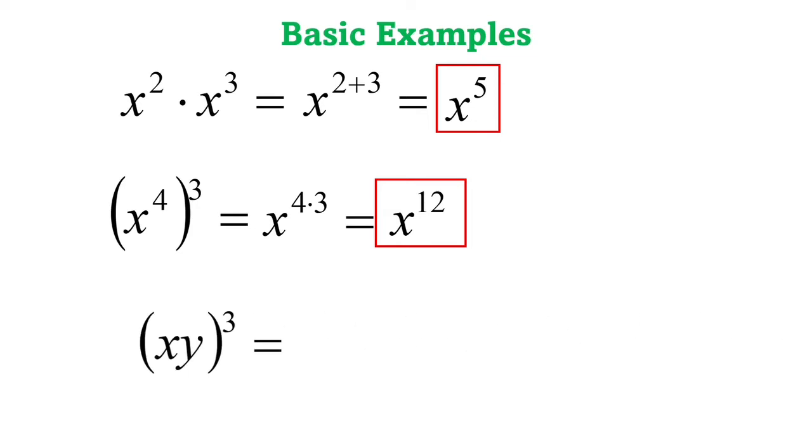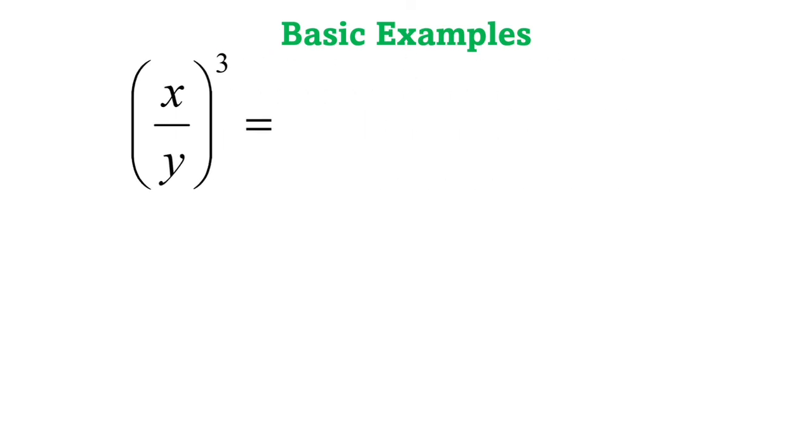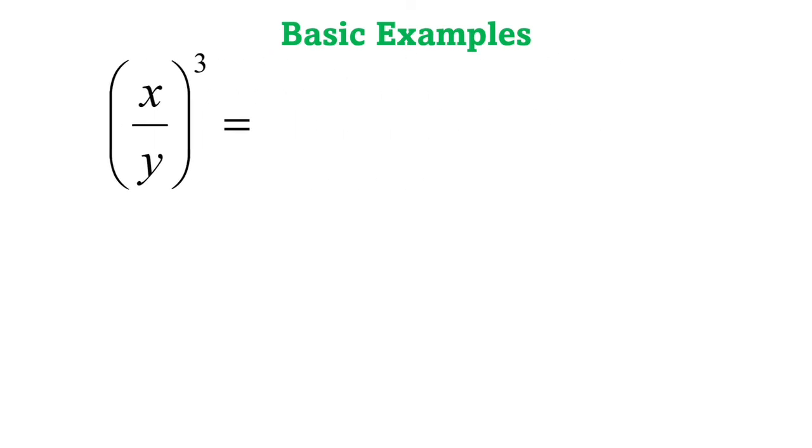Another example, x times y, quantity raised to 3. So kapag ganito po yung case, what we do? We simply distribute the exponent. So it will become x raised to 3, y raised to 3. Okay. Another basic example, x over y raised to 3. So sabi natin kapag ganito yung case, what we do? We just simply distribute the exponent. So that is x cubed over y cubed.